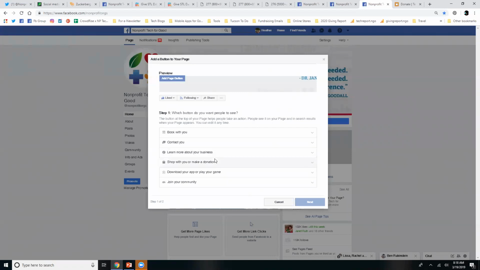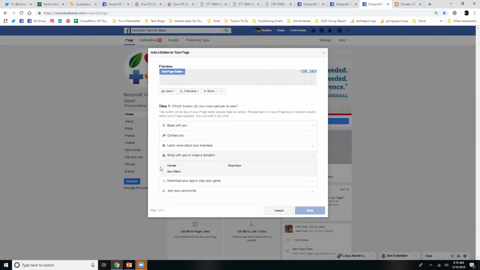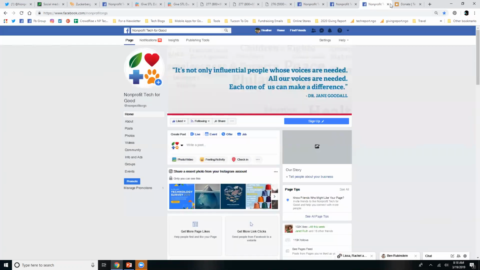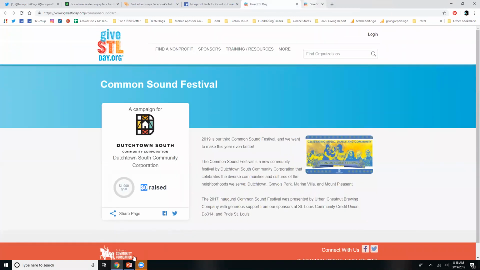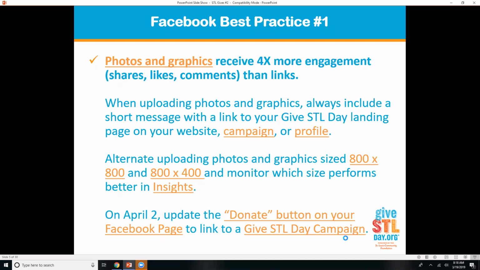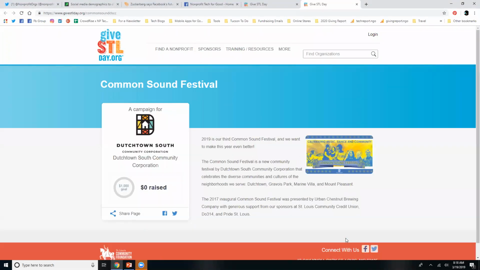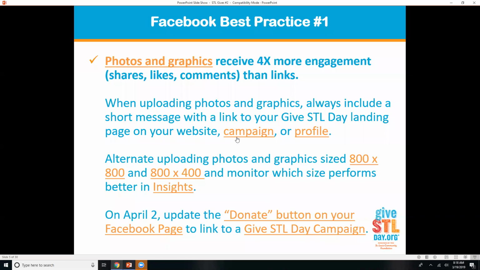If your page is set up as a nonprofit, you can go to the edit button and select donate, and then you can customize and add the link to your donate page, directly to your Give STL Day campaign page. Again, my personal recommendation, if you don't have a really awesome, great-looking, well-written landing page on your website, then link directly to the page where people can donate. And again, reminder, donate to yourself so you actually see that thermometer reach part of the campaign.